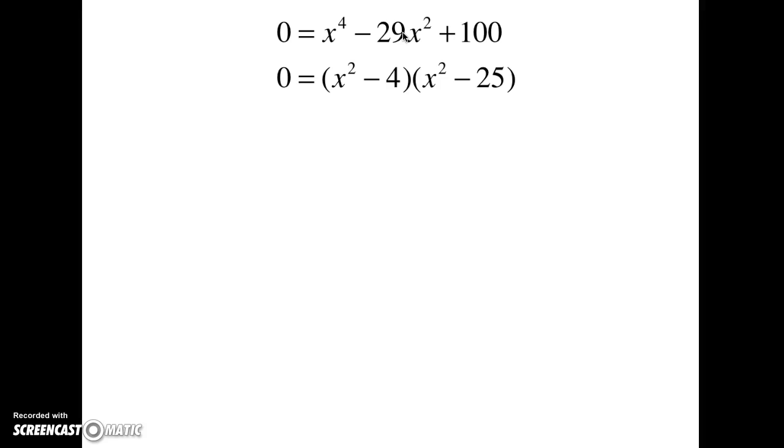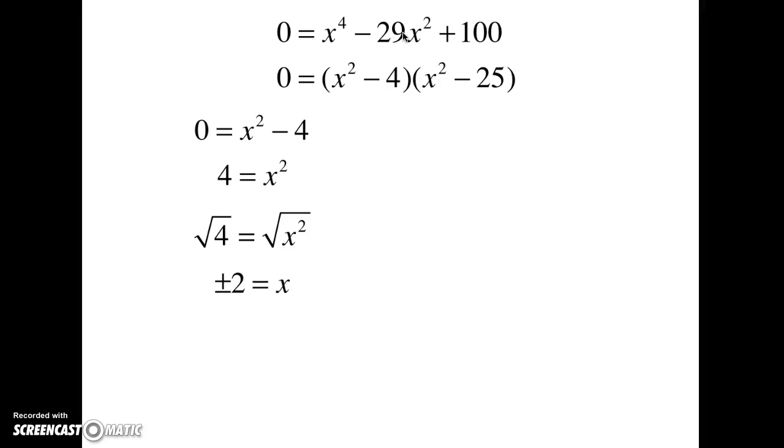Since we want to know where those terms are going to be equal to 0, we can just set them equal to 0. 0 equals x squared minus 4. And if we solve this equation, adding 4 to both sides, and then taking the square root, we get two answers. And those two answers are positive and -2.